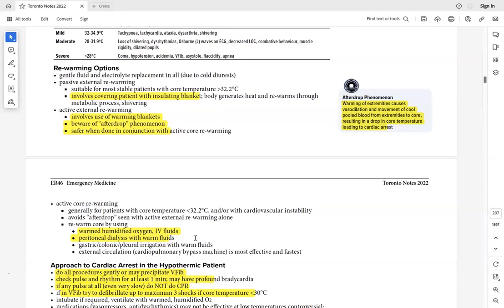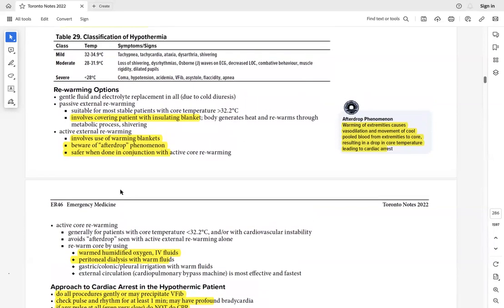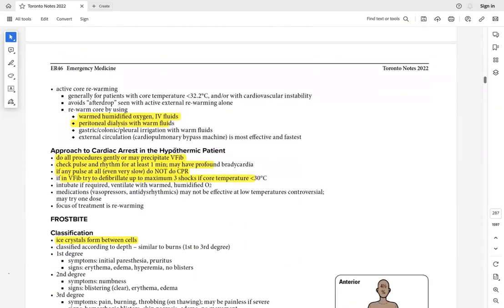And we have to keep an eye on the afterdrop phenomenon. What is the afterdrop phenomenon? The patient can go into arrhythmias. Warming of the extremities causes vasodilation and movement of cool pooled blood from the extremities to the core, resulting in a drop in core temperature, leading to cardiac arrest. To prevent this, we have to manage both together, external warming and internal rewarming. And always write warm fluids. Even if you are writing peritoneal dialysis, write warm fluid, because that is the word they're looking for.